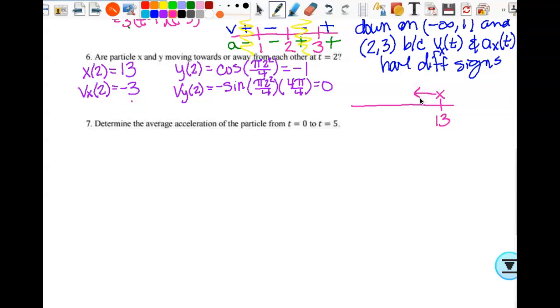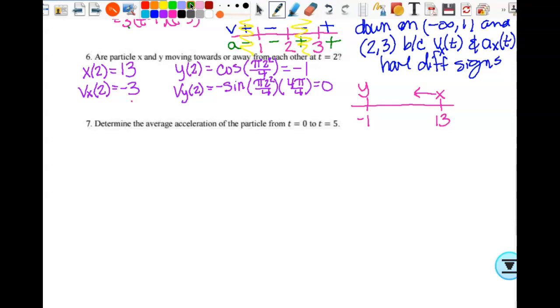Okay. My y particle is at negative 1. Which way is he moving? He's not moving at all. So are they moving towards each other or away from each other at that time? Are they going to get closer together or farther apart? Towards each other, okay? Which is a weird way to say it since one of them isn't moving, but it's still.